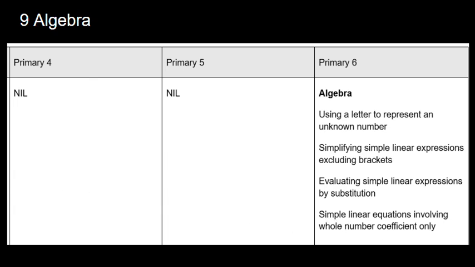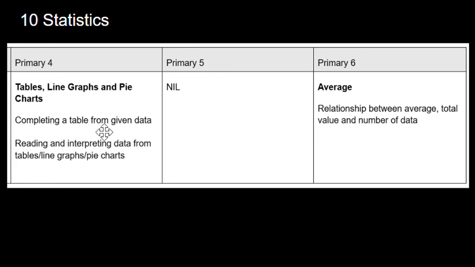Then the last topic is called statistics. Statistics in P4 talks about line graph, pie chart, and tables. They give you a table with some numbers inside. They ask the student, in this library, how many students borrow 2 books? How many students borrow 3 books? How many students borrow 4 books? So from the table, you must be able to read the numbers and interpret them. Or they give you a pie chart and ask how many percent of the students like to eat vegetables, and so on. Then in P5 they will not touch anything on statistics.